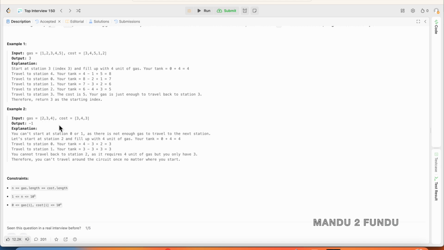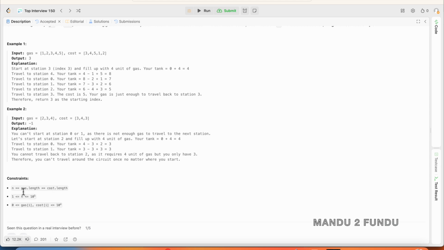In the next example, at the 0th station, the cost of moving to the next station is higher than the available gas, so this is not the starting point. Then for the next station, 3 minus 4 is also less than 0, so this is also not the right station. Then 4 minus 3, this is probably the starting point. So here we have 1 unit of gas left, but when we come back here, 2 minus 3, so we utilize that remaining 1, but from here we cannot go to the second station. So in this case the output is -1.